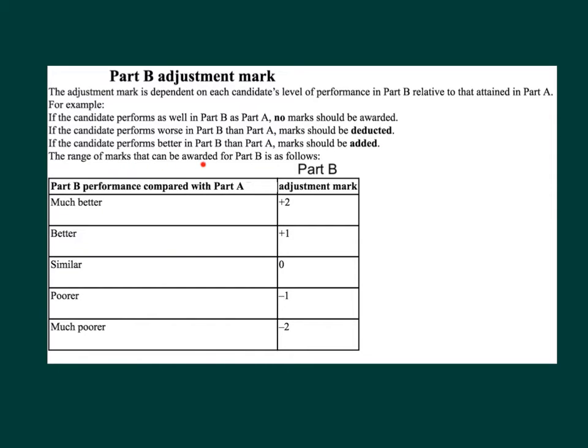The range of marks that can be awarded in Part B is as follows: Part B performance compared with Part A, much better. Part B adjustment mark, 2 marks added. Part B performance compared with Part A, better. Part B adjustment mark, 1 mark added. Part B performance compared with Part A, similar. Part B adjustment mark, low marks awarded. Part B performance compared with Part A, poorer. Part B adjustment mark, 1 mark deducted. Part B performance compared with Part A, much poorer. Part B adjustment mark, 2 marks deducted.